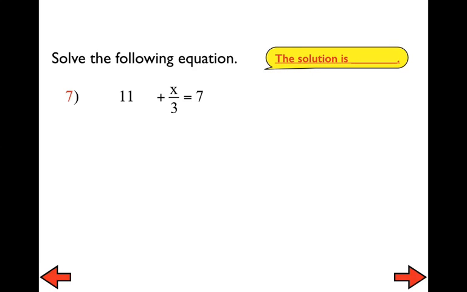All right, everybody, try number 7. Let's pause this flipped lesson until you get finished.